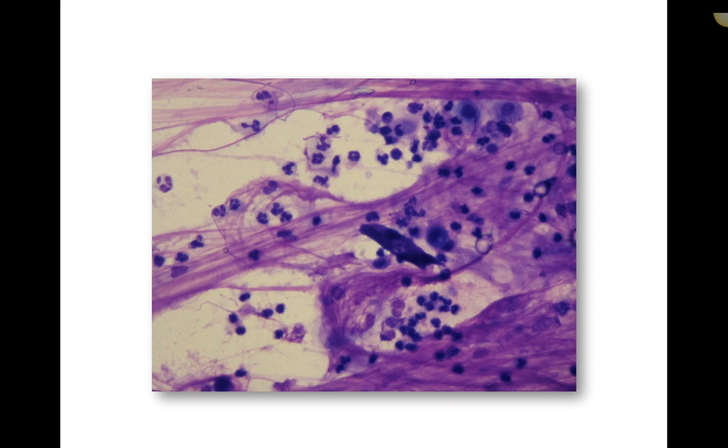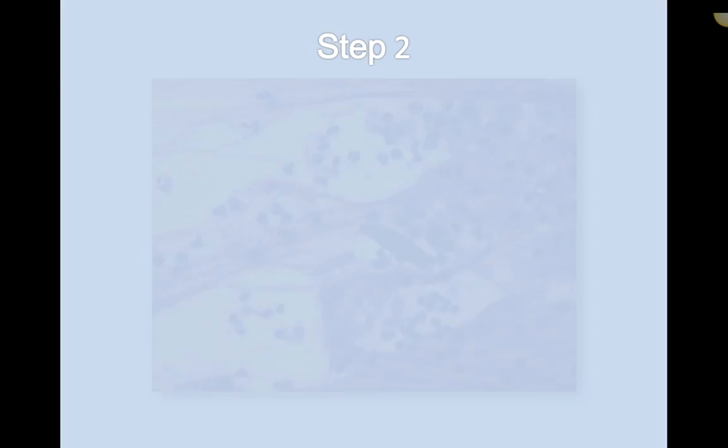Here's another example of purulent inflammation, and in this one you can see a couple of what look like macrophages, basophilic mononuclear cells, and lots of various material in the background, proteinaceous type strands, fibrin strands, etc. So this is an example of purulent inflammation.